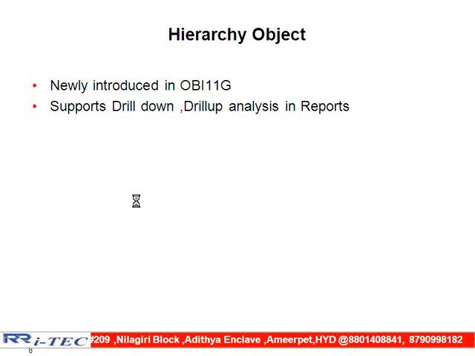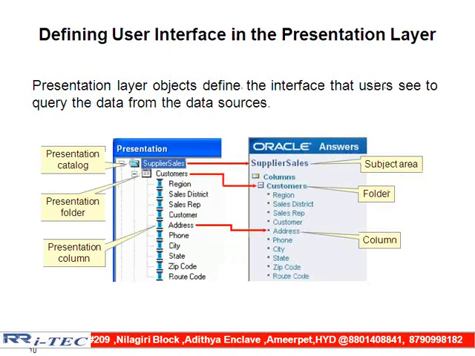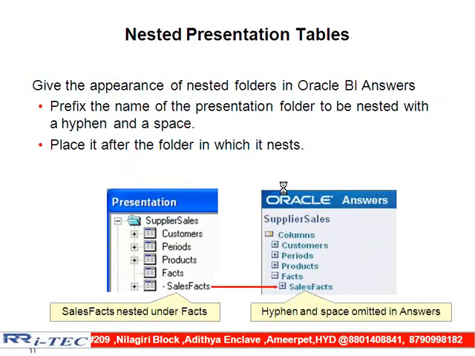Yes. Let me go to my slide. Do people understand what the hierarchy object and presentation layer mappings are? Okay. Next we understand defining the user interface, how the user interface will look tomorrow. Next, the nested tables concept. As I said, in the description we put hyphen and greater than. One more process is there: you can put hyphen and space in the name, sir.